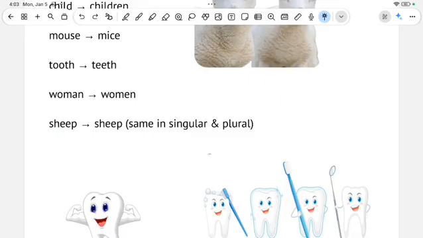Okay, ship will not change its form. Yes, exactly, same in singular and plural. Let me give you an example to make it clearer. Okay, that is, I have one ship. If you want to clarify that there is only one ship, then you have to add numbers, like there are two ships, I have three ships, like this.